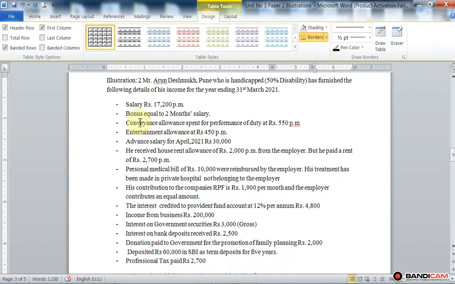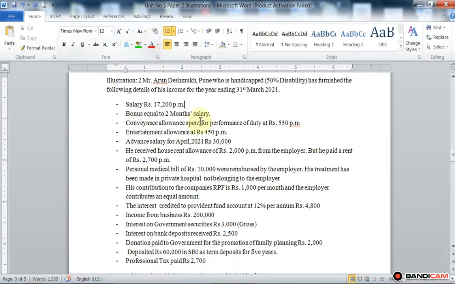First of all we bifurcate the incomes as per the heads of income: income from salary, income from house property, income from business or profession, income from capital gain, and fifth, income from other sources. So salary is income under the head of salary. Salary per month is rupees 17,200.